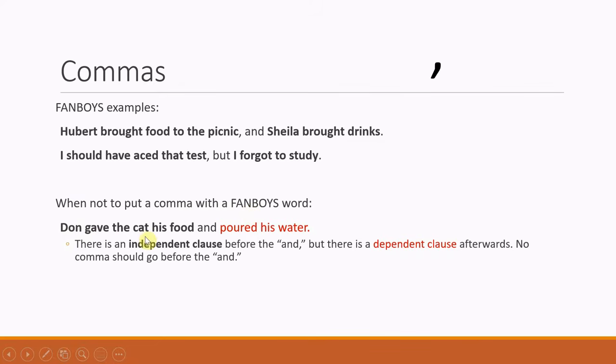So here, Don gave the cat his food, that is independent, but on the other side, poured his water. That is dependent. So I should not use a comma at all. The and is actually just being used to list two different things that he did. In this case, you're going to have no comma at all. Because if you did, you would have an incorrect sentence.